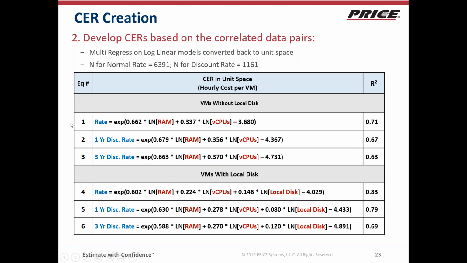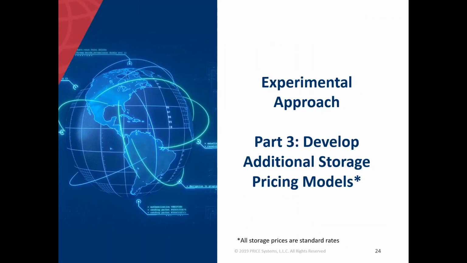So in the top portion, there's the 6,400 data points, and then when we looked at just the data points with the local disk, that was about 1,100 data points. And as you can see, the local disk data points do have the better R². That's something to keep in mind when I talk about validation. But again, these are the CERs that we came up with for the virtual machine pricing. And Amanda will talk to the storage.